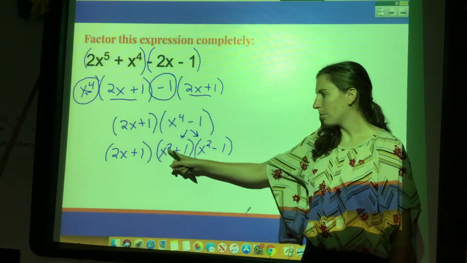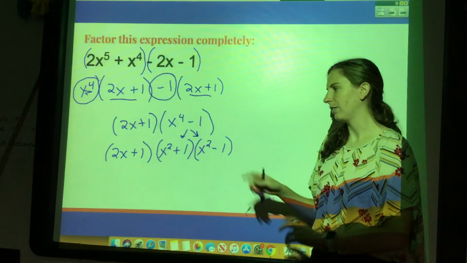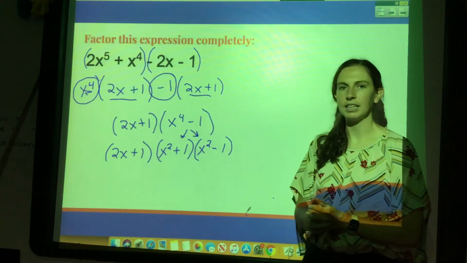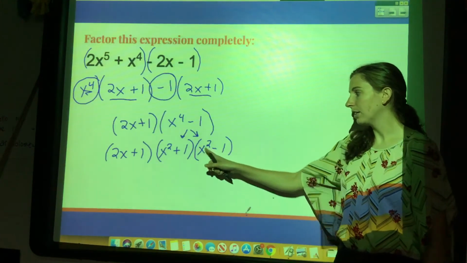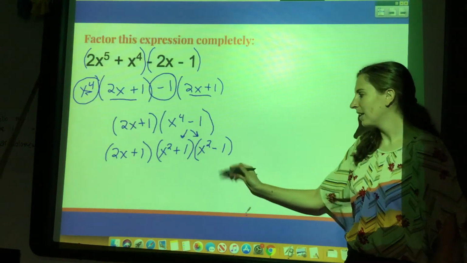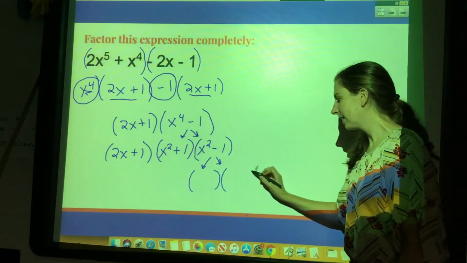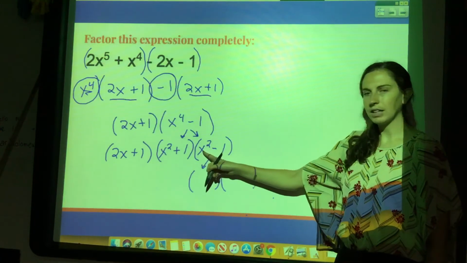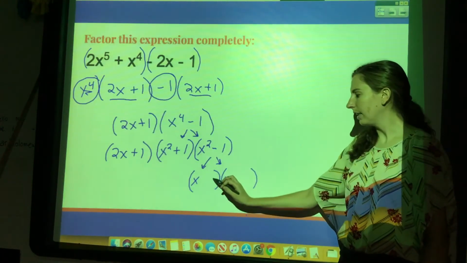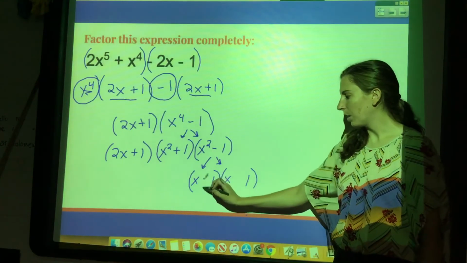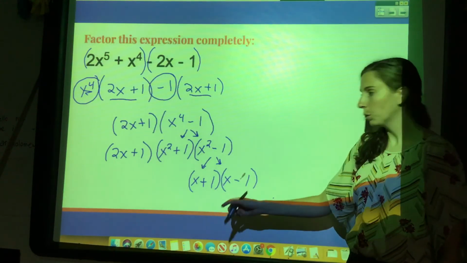This is now the sum of 2 squares, and you could factor it with complex roots, but I'm just going to leave it as it is, because unless it tells me to use complex roots, you don't really want to do that. But this one is the difference of 2 squares again, so it can still break up into 2 factors. The square root of x squared is x. The square root of 1 is 1. We'll make 1 plus, we'll make 1 minus, and so now I've got 4 factors.